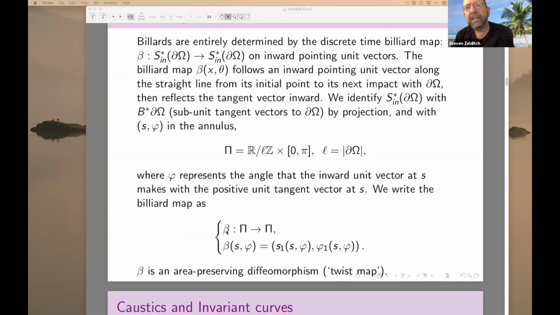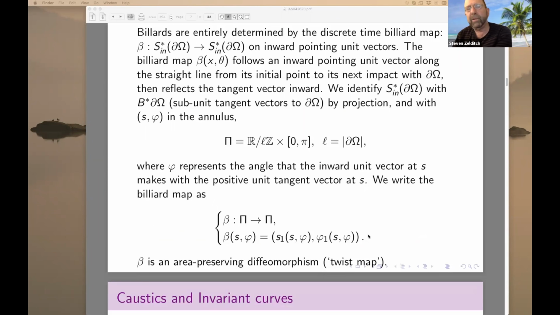Instead of looking at the whole billiard flow, we just look at the billiard map. We look at a point of arc length S on the boundary. There's an incoming, inward pointing angle phi. Then it's going to hit at the first impact at some point at arc length S1. It's all measured from some fixed point on the boundary. So you have S1 as the new point on the boundary, and then you have a new reflected angle. So that's the billiard map.